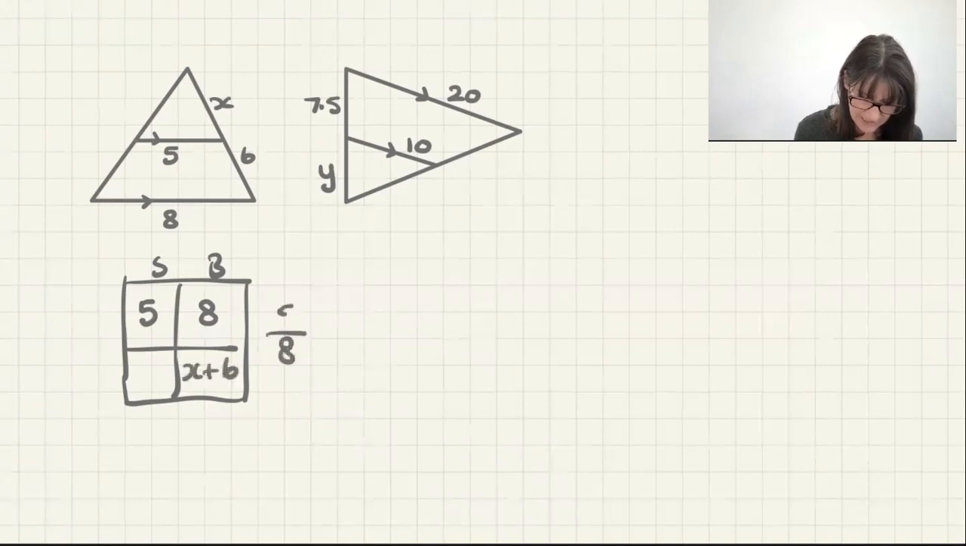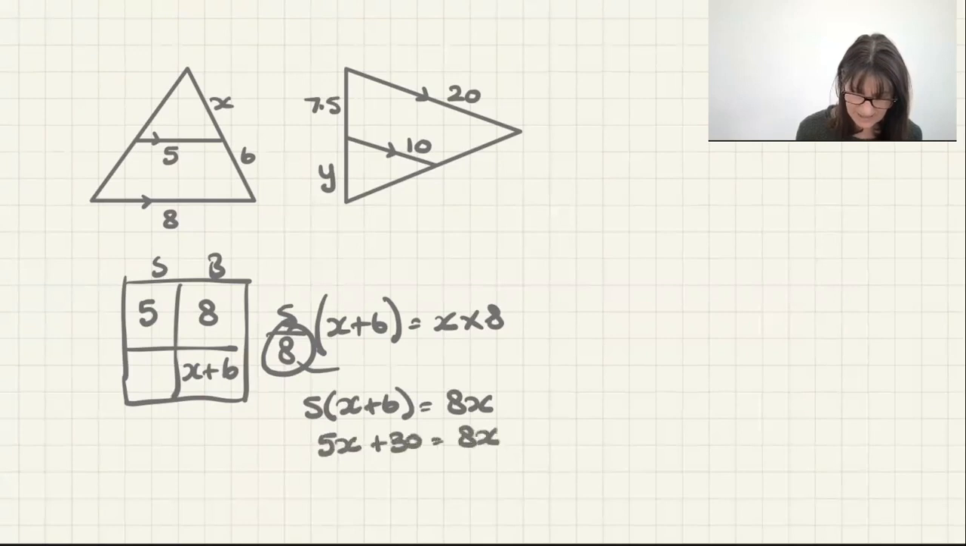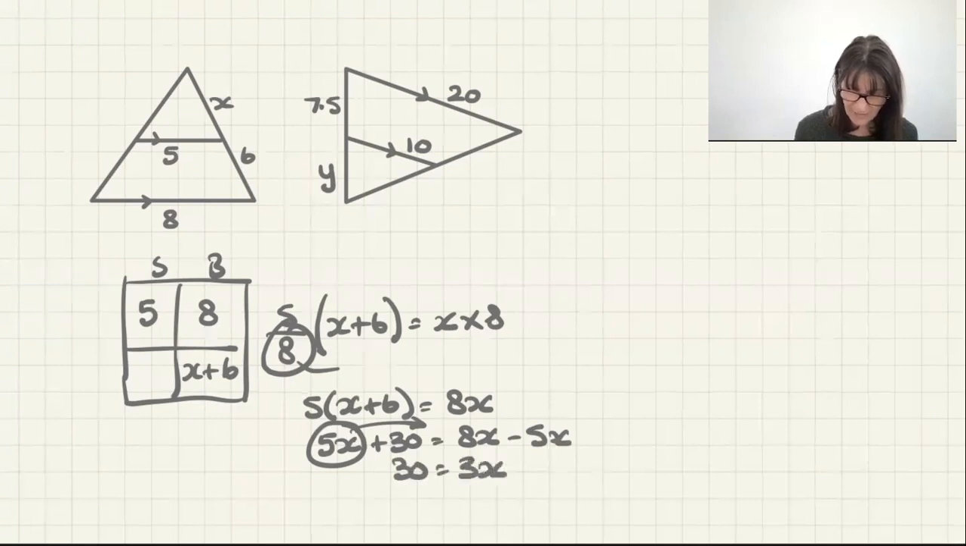So I'm dividing by 8. x plus 6, that's got to equal my x. I'm going to times through by the 8, giving me 5 times x plus 6 equaling 8x. Expand that bracket, give me 5x plus 30 equals 8x. And now start that rearranging. I want the 5x's over there, lands as a minus. 8x take 5x is 3x. And then when I divide through by the 3, I get x is equal to 10.